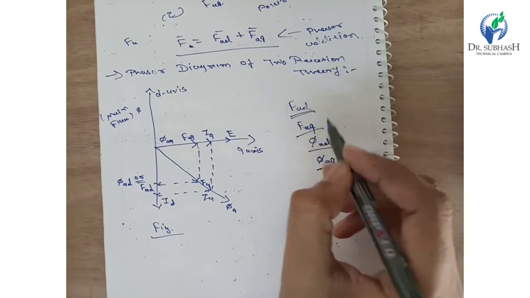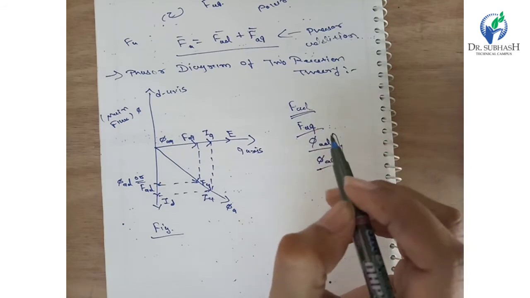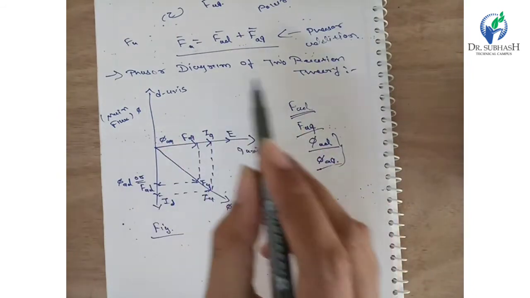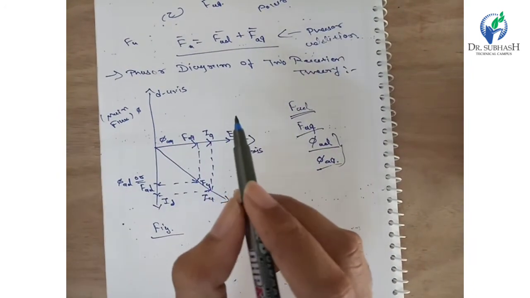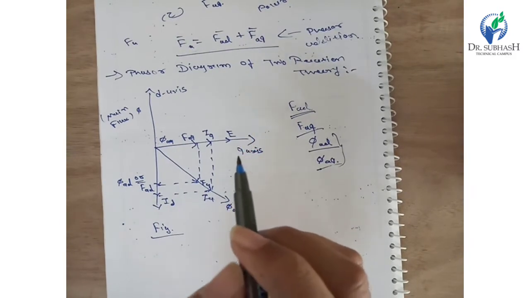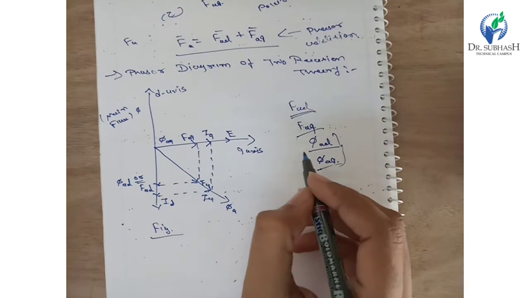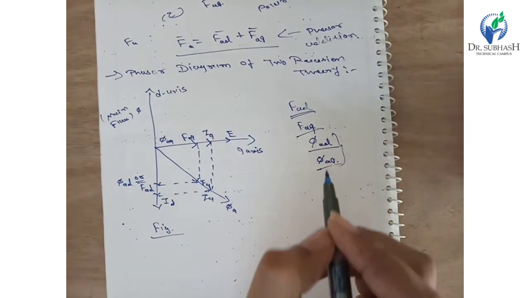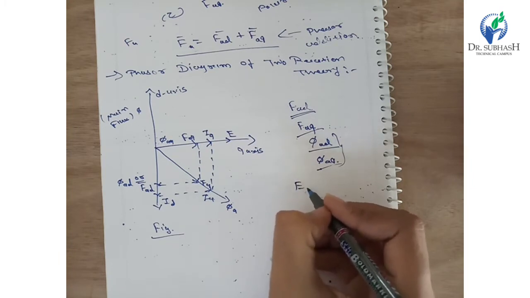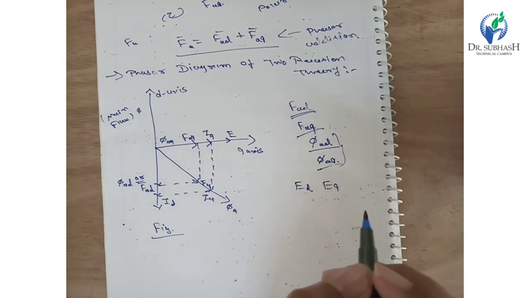Both the fluxes phi ad and phi aq rotate at synchronous speed and induce the EMF in the armature winding. Because of the rotating speed, the flux ad and flux aq induce EMF values, that is E suffix d and E suffix q, for representing performance.